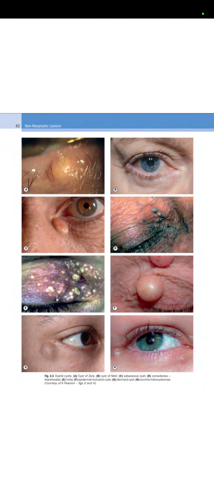So you can see that this is a cyst of Zeis. It is associated with a lash follicle, it is slightly anterior, and you can see it is a non-translucent cyst. And B is showing the cyst of Moll, which is slightly translucent.